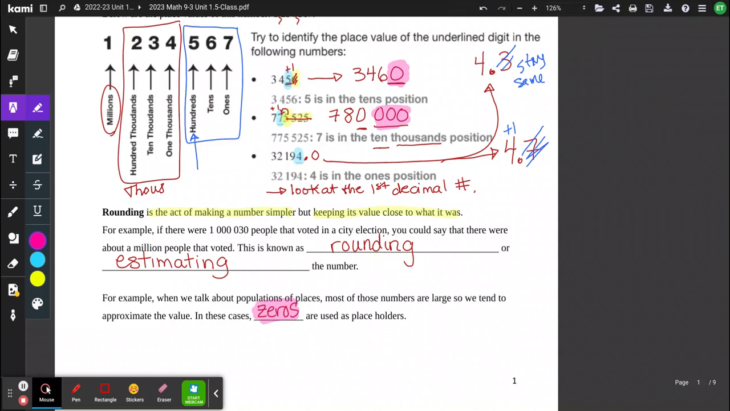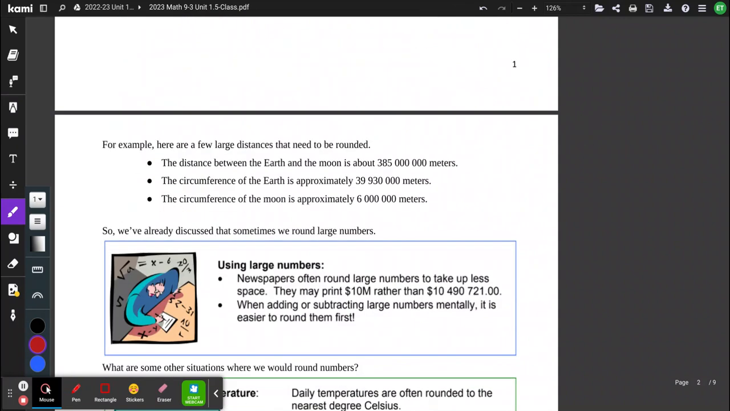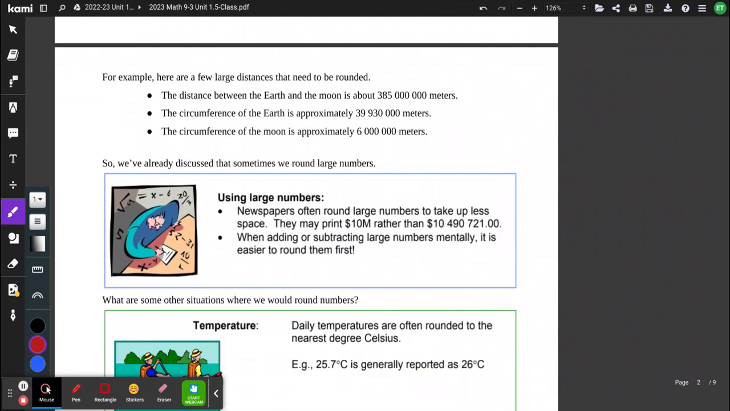All right, turn your page. We have a few examples on the next page. Okay, so take a look at what it's talking about here. It says the distance, here's some large examples that we need to round.